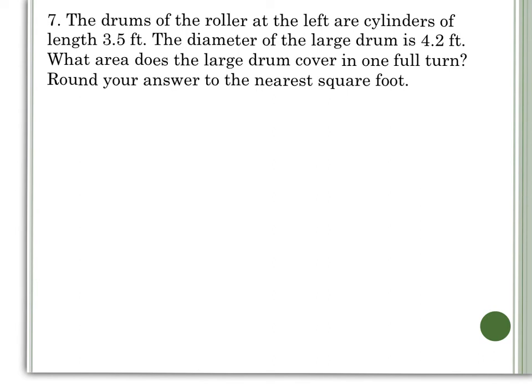All right, so our radius is 2.1 feet, half of our diameter, and our height is 3.5 feet. All right, so surface area equals 2 pi times radius times height plus 2 pi times the radius squared.